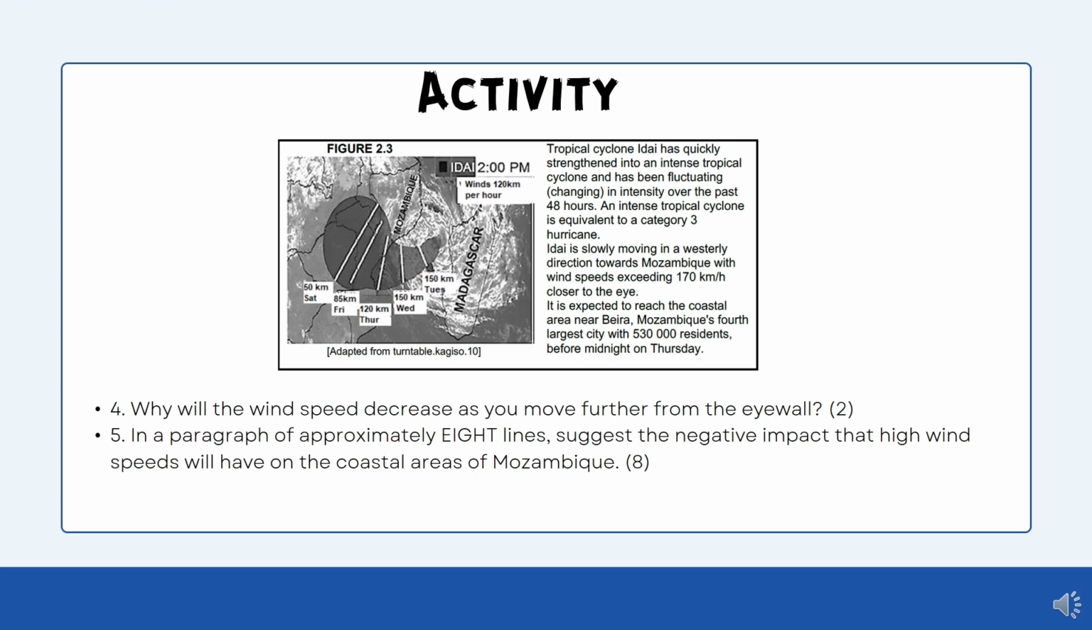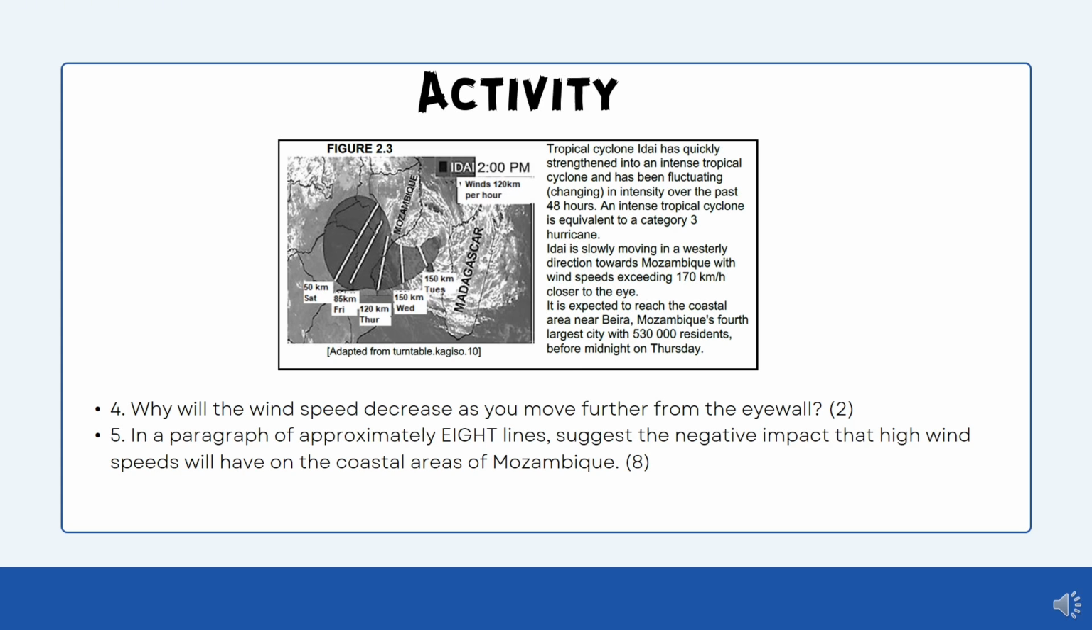Next question says, in a paragraph of approximately 8 lines, suggest the negative impacts that high wind, I emphasize that, high wind speeds will have on the coastal areas of Mozambique. Basically, in your answer, don't include anything on flooding. It's just impacts caused by high wind speeds. Also, with questions like this, it counts 4 times 2. So you need to just give 4 points.